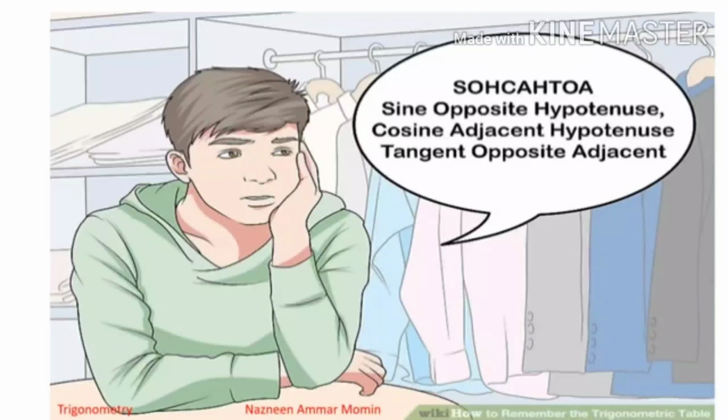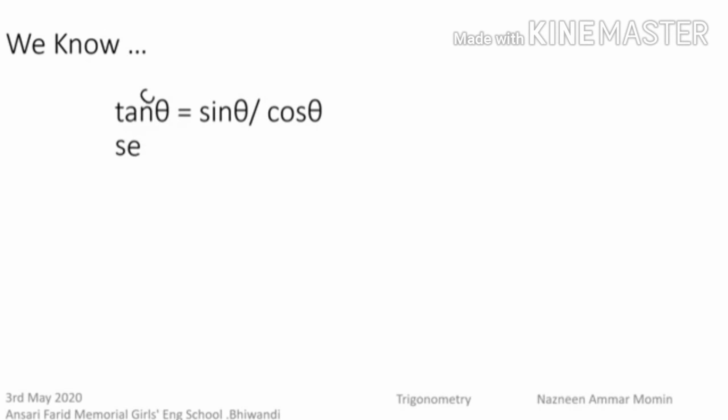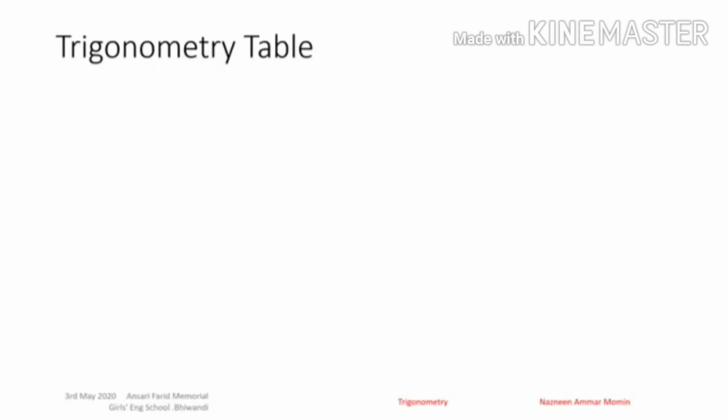After this, you must also know these relations: tan theta is equal to sine theta upon cos theta, sec theta is equal to 1 upon cos theta, cosec theta is equal to 1 upon sine theta, and cot theta is equal to 1 upon tan theta.